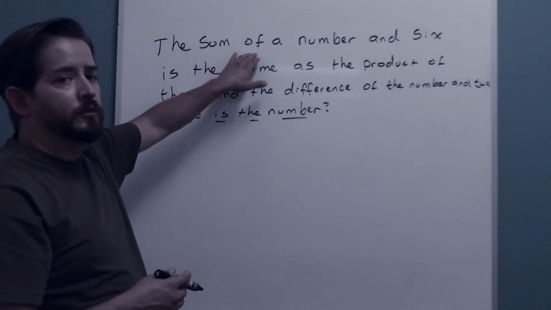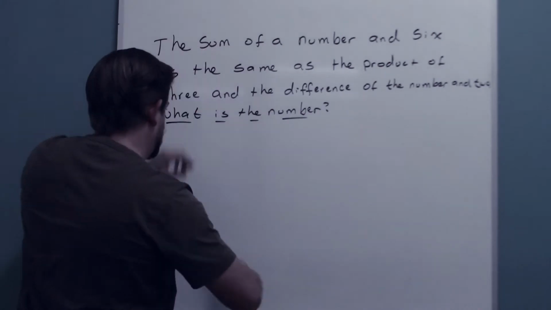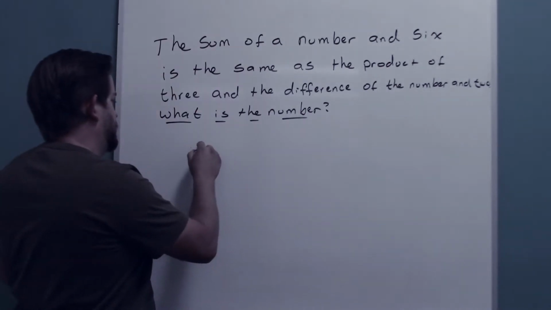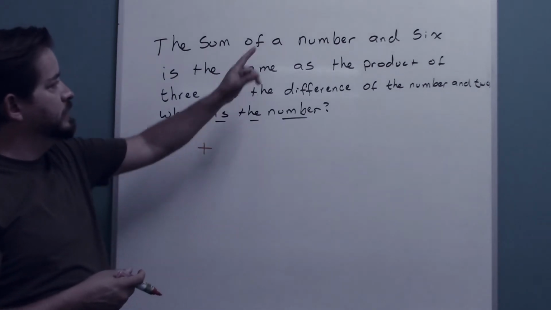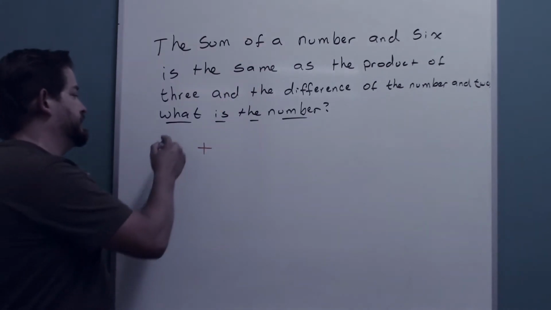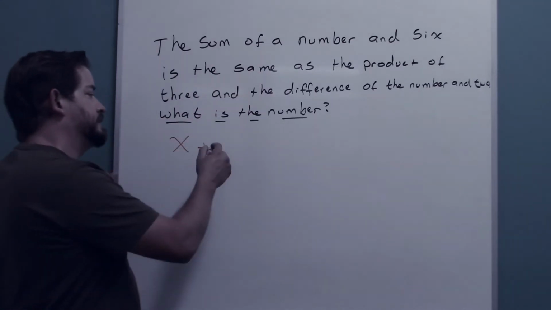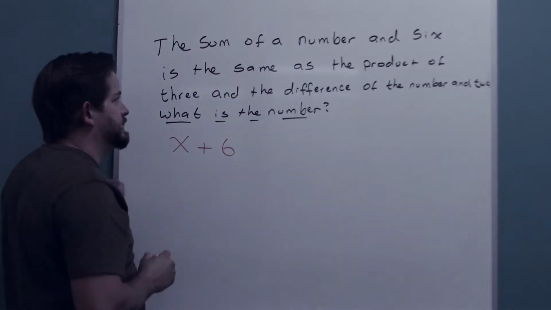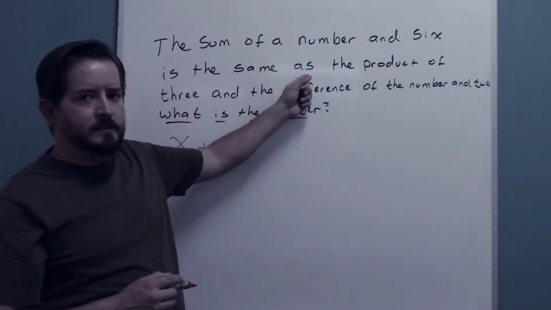The sum of, that means I have a plus. The sum of two things, right? What are those two things? Well, a number. I don't know what number it is. Let's call it x. And 6. Well, that's the sum of a number and 6, is x plus 6. Whenever you see is the same as, equals.